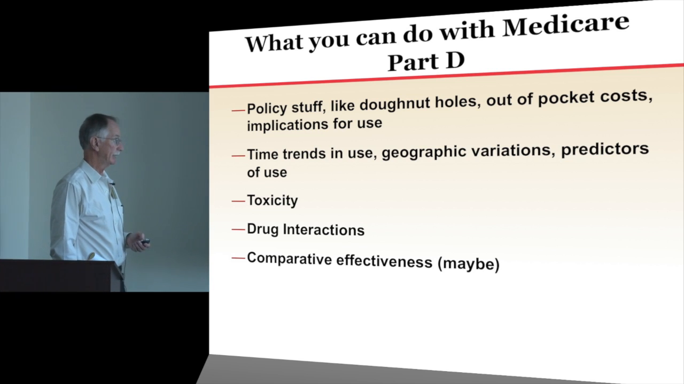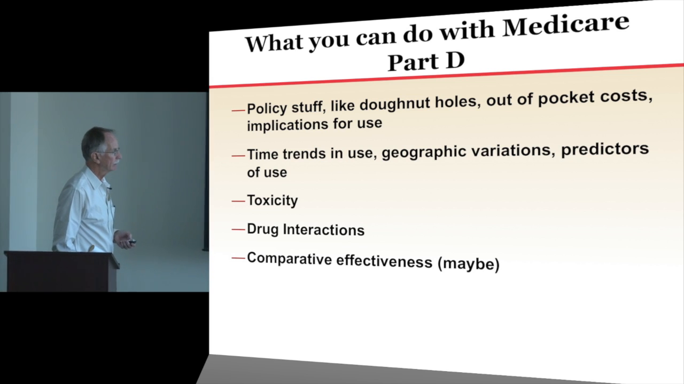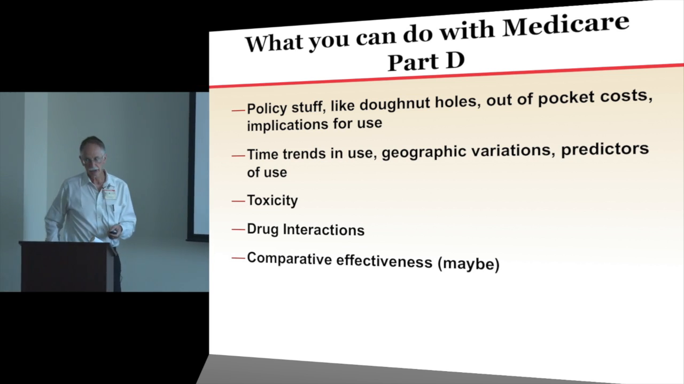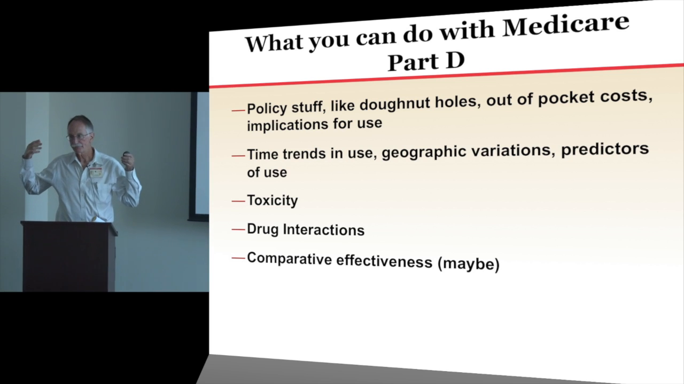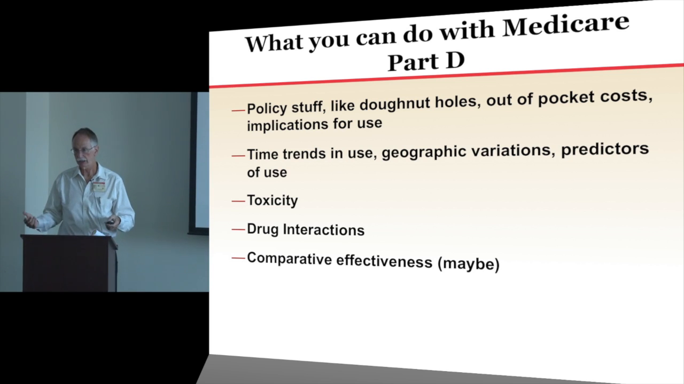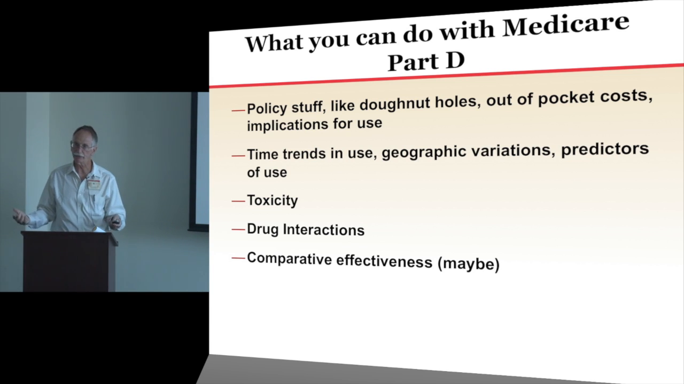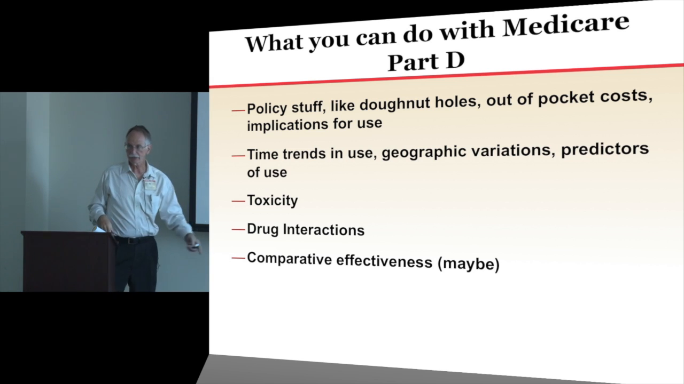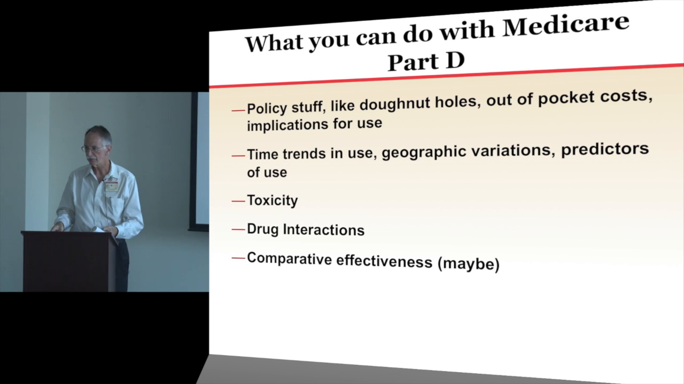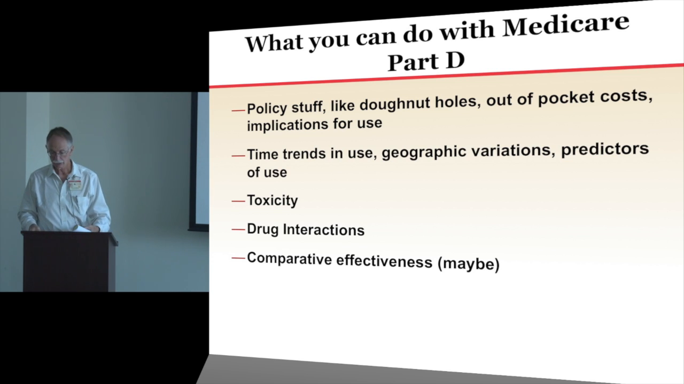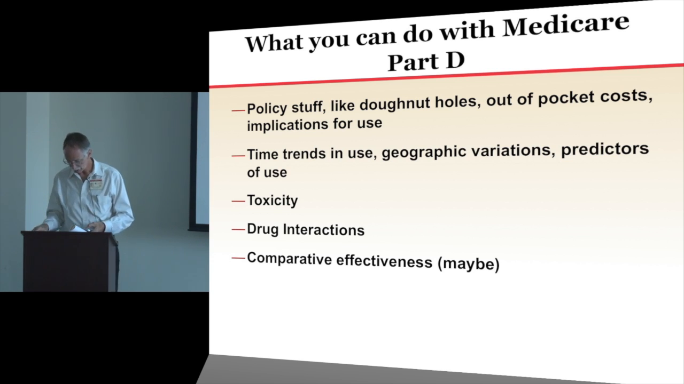You can do toxicity. What I think is kind of neat, which we've just gotten into in the last six months, is drug interactions, where you can measure the impact of the drug interaction. In other words, the outcome of the drug interaction. What is the risk? And then you can also look at the prevalence and stuff like that, and physician level stuff. So that's really cool. And some people do comparative effectiveness. There have been a few studies looking at comparative effectiveness of this drug versus that drug using Medicare Part D, but we haven't.